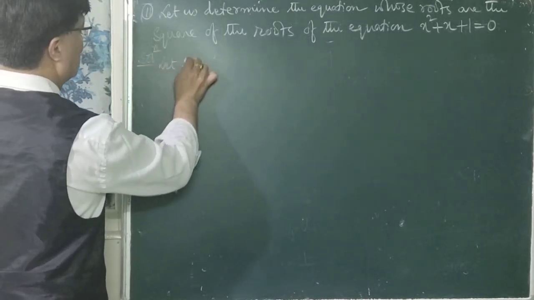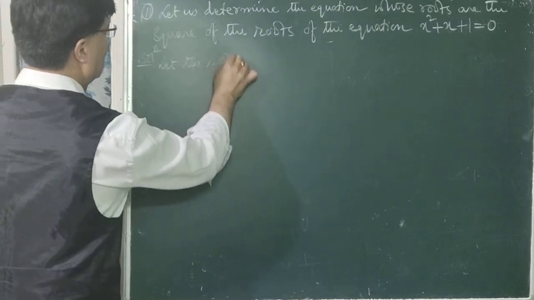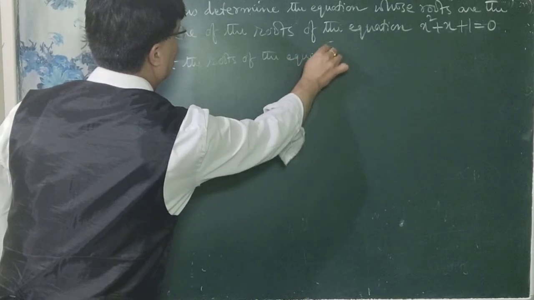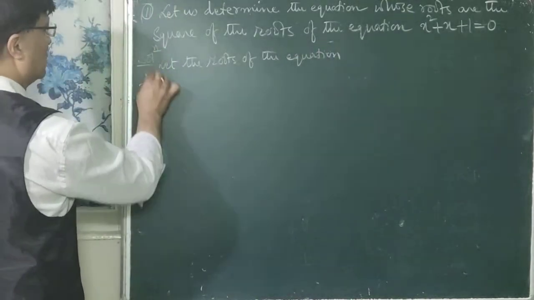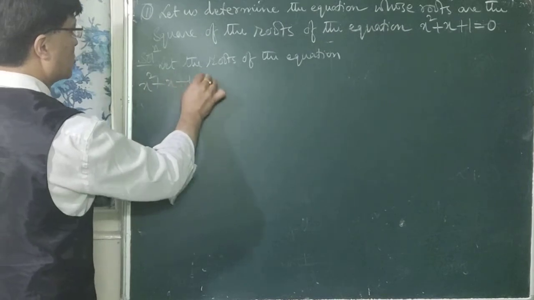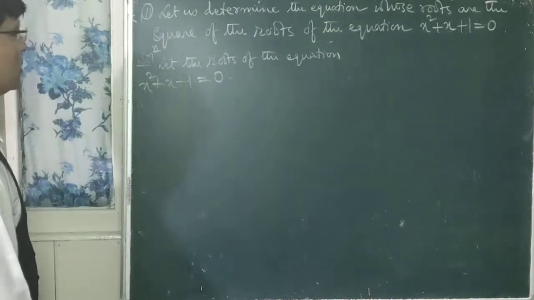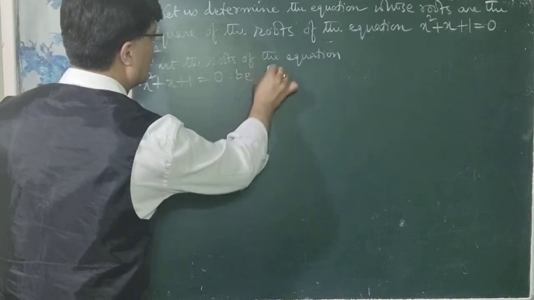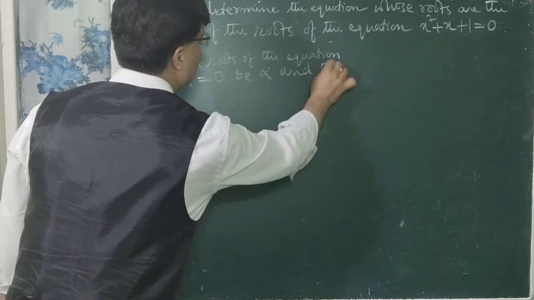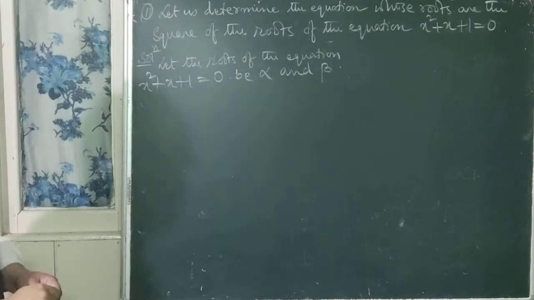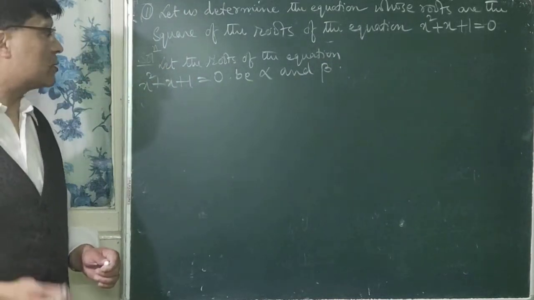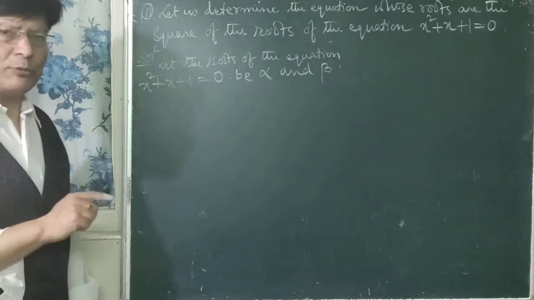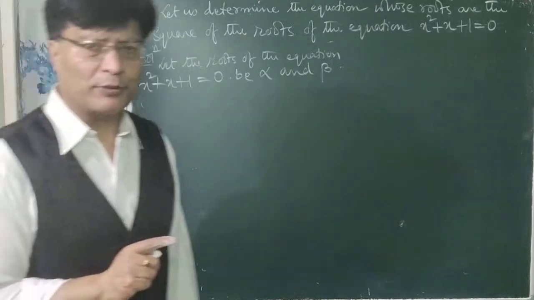Let the roots of the equation x square plus x plus 1 is equal to 0 be alpha and beta, right? So you have to write down the formula for both sum of the roots as well as the product of the roots.